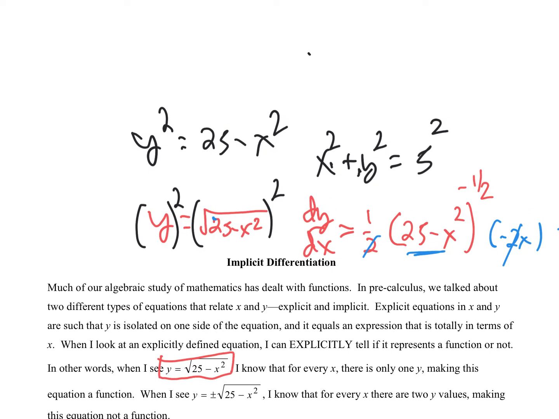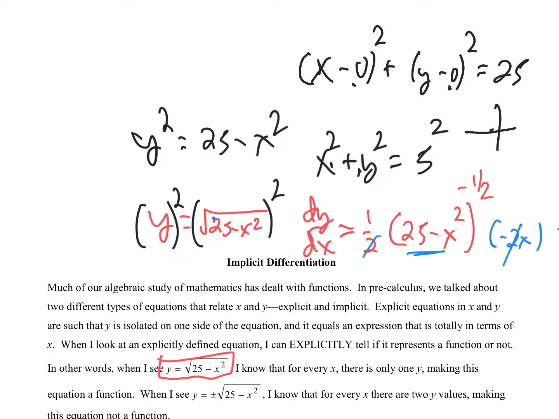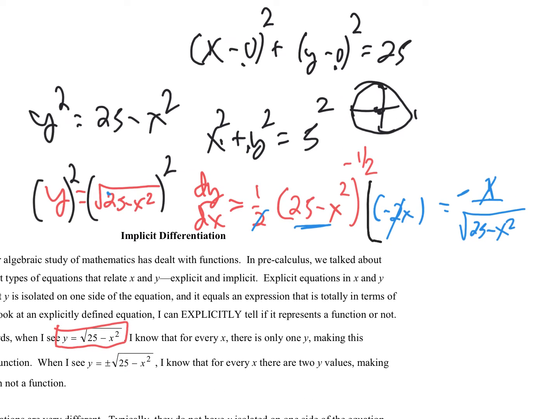And why do I know it's at 0, 0? That's x minus 0 squared plus y minus 0 squared equals 25. The center of the circle is right 0, up 0. So it's just that circle, up 5, 5, 5, 5. There's my circle. And I just did the derivative right here. I did it explicitly, because y was on the outside.